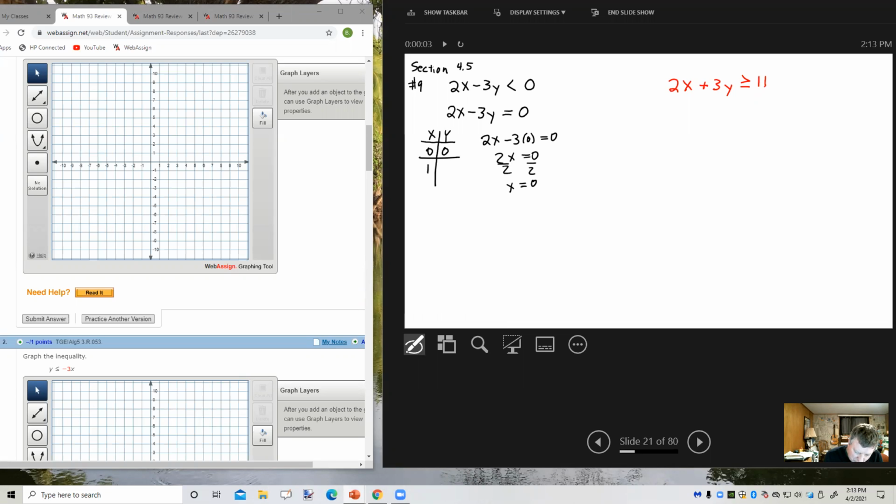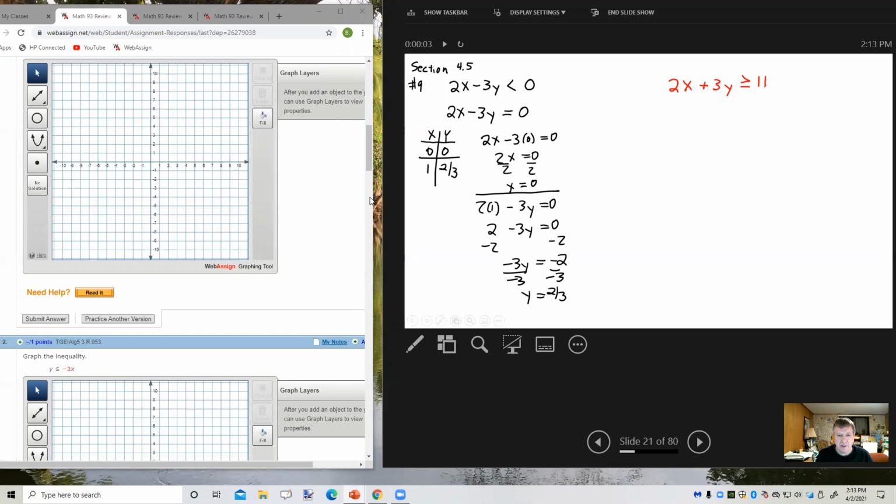Let's let x equal 1. So then we have 2 times 1 minus 3y equals 0. 2 minus 3y equals 0. Subtract 2 from both sides. Negative 3y equals negative 2. Divide both sides by negative 3, y equals 2/3. Okay, now you might wonder, why didn't I go back and try and find the y-intercept? Well, the y-intercept would have been at 0, 0 as well.